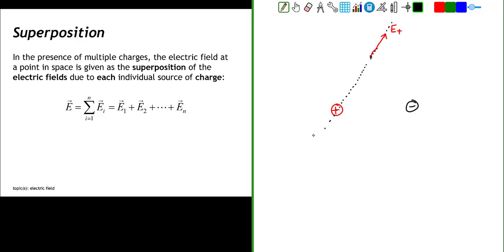Let's look at the electric field contribution due to this negative charge. So it's on a radial line. Remember, electric fields point radially toward the source charge. So there is my electric field due to my negative charge. And again, I drew both electric field contributions equal in magnitude because that point is equally distant from both charges.